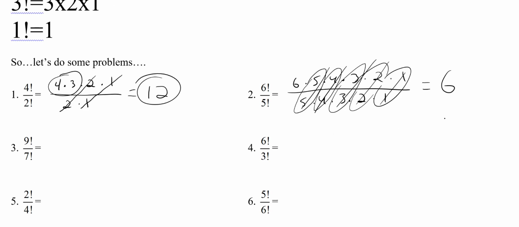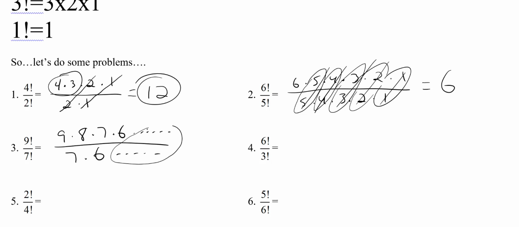If I look at number 3, I have 9 factorial over 7 factorial. That's 9 times 8 times 7 times 6, and I'm not going to go any further, because 7 factorial is 7 times 6, and so on. Everything below 7 cancels. You don't have to write it all out. Just write the first few terms out, see what starts to cancel, and then you don't have to write any more. So my answer is just 9 times 8, which is 72.